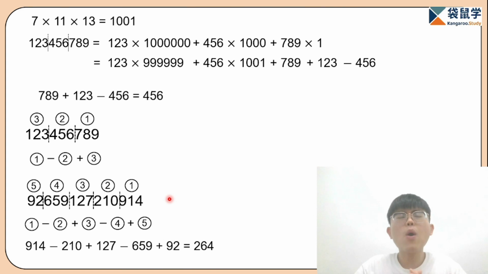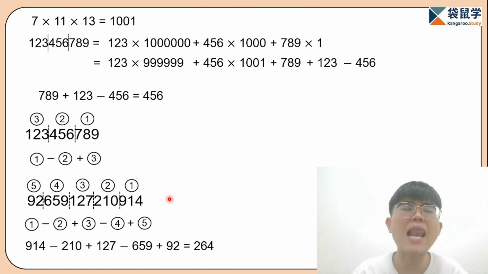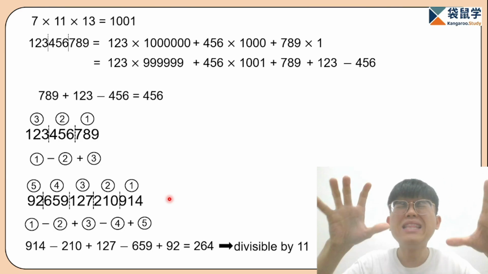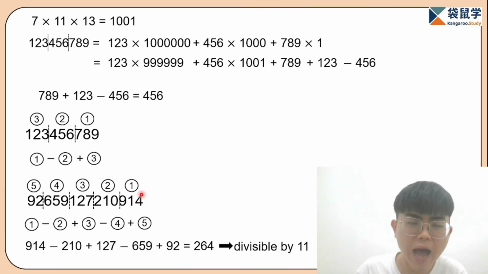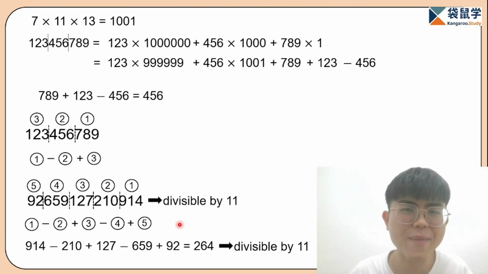And when we try to use 264, we divide by the set of 3 numbers, 7, 11, and also 13. We realize that it is divisible by 11. Everyone, this also means that our number here, this very, very big number, is divisible by 11. Alright, you can try to check it.